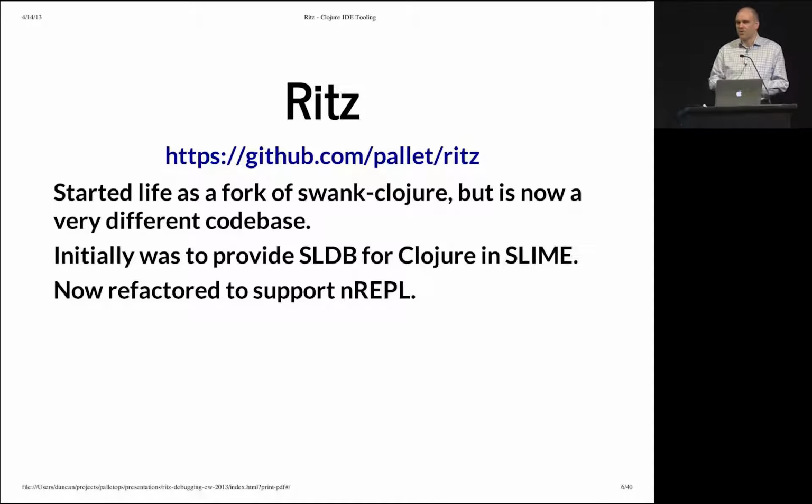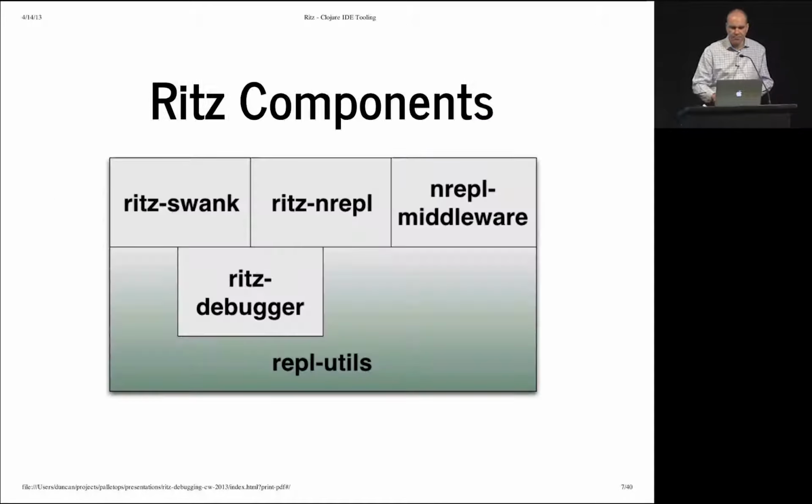So there's a core RitzUtils library. And built on top of that, there's a debugger library without any user interface involved there. And then on top of that, you have the user interface libraries, one for Swank, one for nREPL, and there's an nREPL middleware library, which is usable outside of the Ritz world, usable with the standard nREPL servers.